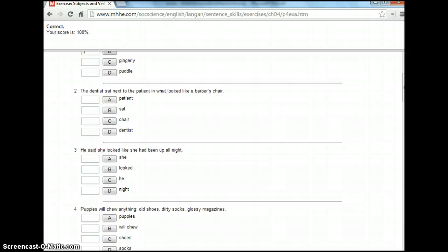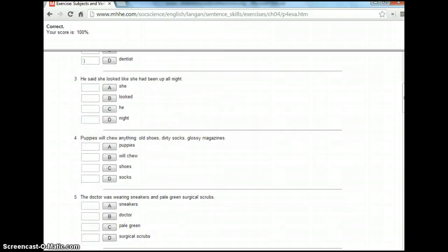The dentist sat next to the patient in what looked like a barber's chair. Who or what is the sentence about? Who is sitting? The dentist sat. The dentist is your full, complete subject. The verb is sat. Prepositional phrase: next to the patient. Prepositional phrase: in what looked like a barber's chair. Barber's chair is your object.